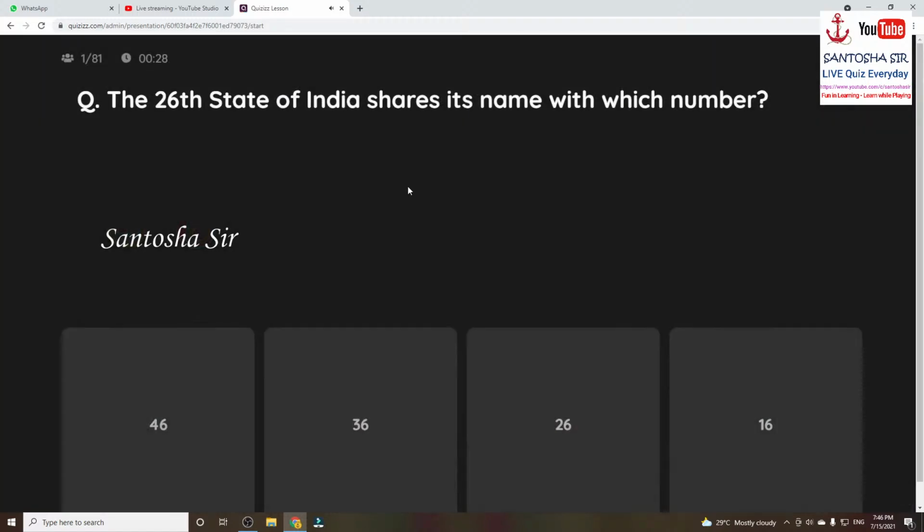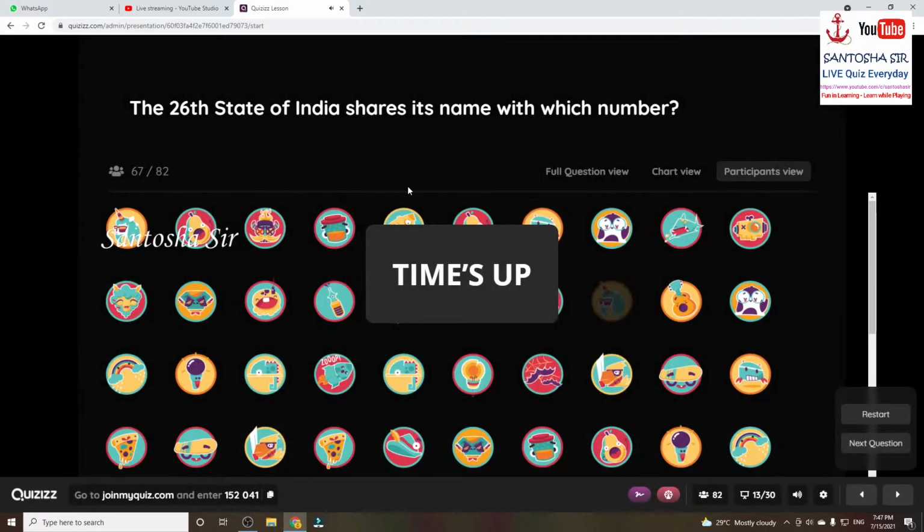The 26th state of India shares its name with which number? Is that 46, or is that 36, or is that 26, or is that 16? Or maybe I have to read the numbers like 44, 36, 26, and 16. Maybe that will trigger the answer quickly.